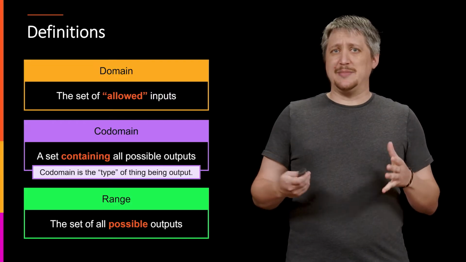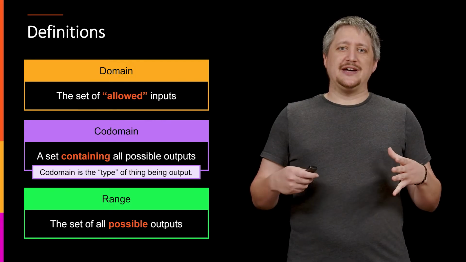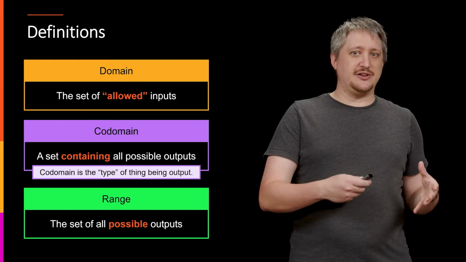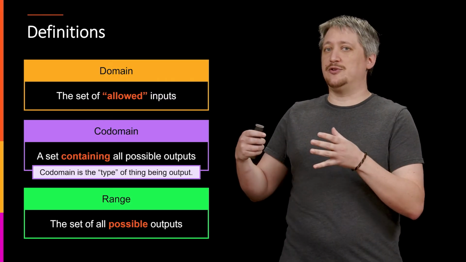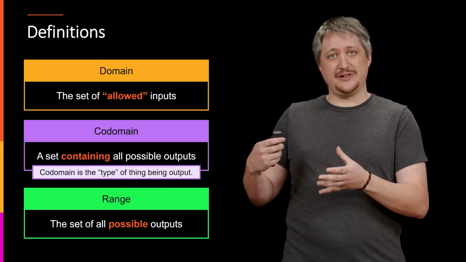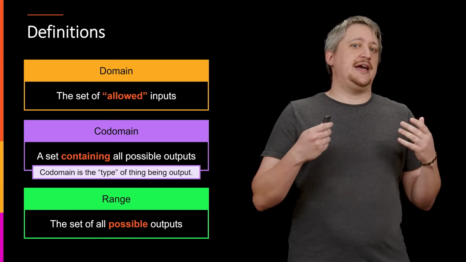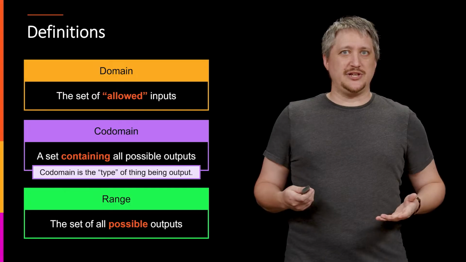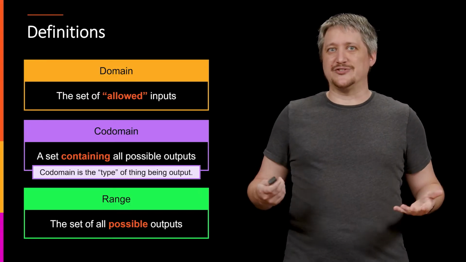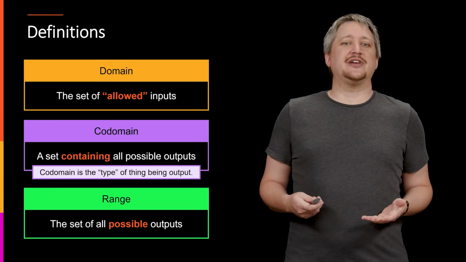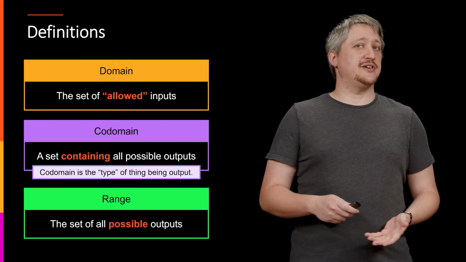So again, back to our definitions here. We have the domain, the set of allowed inputs, and the range, the set of all possible outputs. These things are unique, meaning that they are one thing. There's one right answer for each of these. And codomain, it's not unique. There's lots of quote-unquote right answers, but the best way of thinking about this is that it's the type of thing that you're getting out.